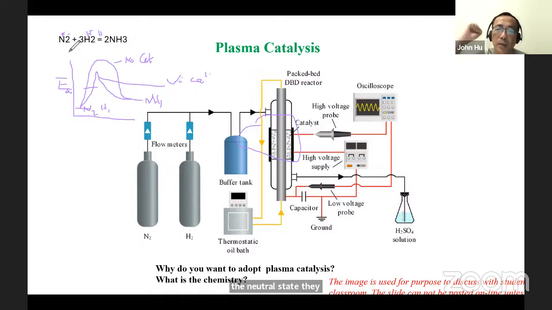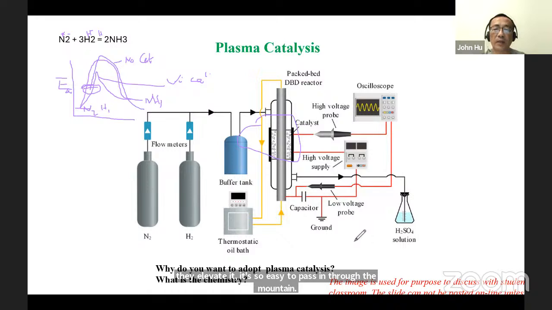That means either they kick out electron or they basically accept electron. So in the whole system, there's the electron, there's the ion, there's all kind of species. And then all those species, if you calculate the energy state, they are elevated. When they're elevated, it's so easy to pass through the mountain. So that's a different way to activate the molecule.